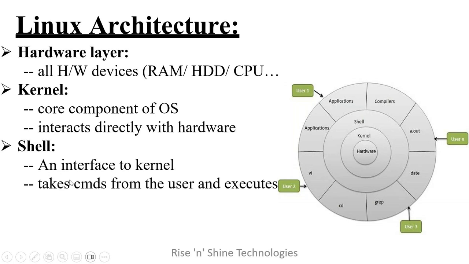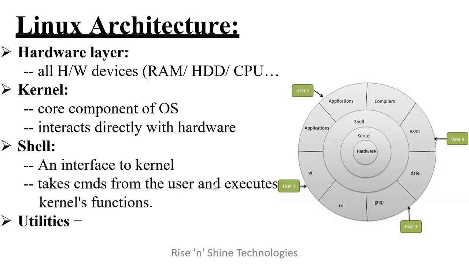So it takes the commands from the user and executes them with the kernel functionalities. And finally, utilities. Suppose I have installed some application on this, or compilers like a C compiler, Python compiler, or Java compiler, or some inbuilt commands or utilities. So these are the functionalities of an OS. If you just understand the operating system you are going to use, there are main layers which we have.